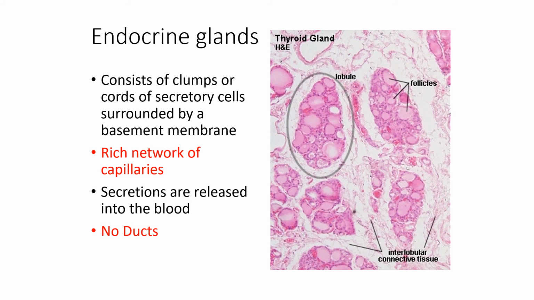Now here, this is an H&E section of the thyroid gland where you can see lobules of thyroid cells which are formed by follicles. Inside you have the colloid, and surrounding that a simple cuboidal epithelium of follicular cells. And in between you have connective tissue, and also you can see cross sections of blood vessels.